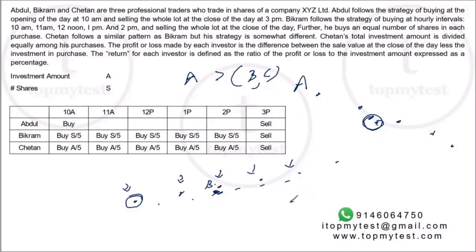But what happens if there is a fluctuating one? Suppose the prices keep on fluctuating through the day. Now we know Bikram and Chetan's prices will be the weighted average of these cases, whereas Abdul is only interested in the original and the closing price. So you will not be able to figure out the trend if the market keeps on rising and falling through the day. Abdul's is pretty easy to figure out, whereas for Bikram and Chetan, it depends on how much the market fluctuated and how much they invested at each part.